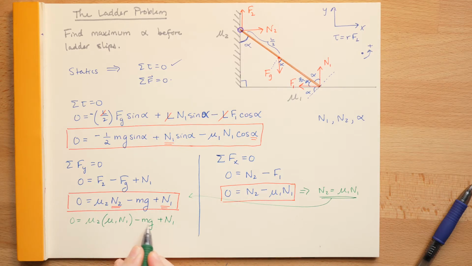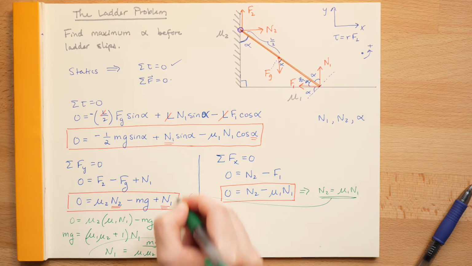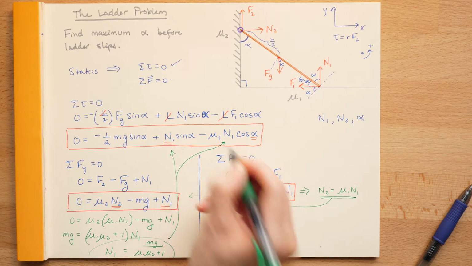So now I can add mg to both sides, and I can factor out an N1 here. That will give me mu1 mu2 plus 1 times N1. And if I solve for N1, N1 is mg over mu1 mu2 plus 1. So now that I've got N1, I can take N1 and plug it in here where N1 appears.